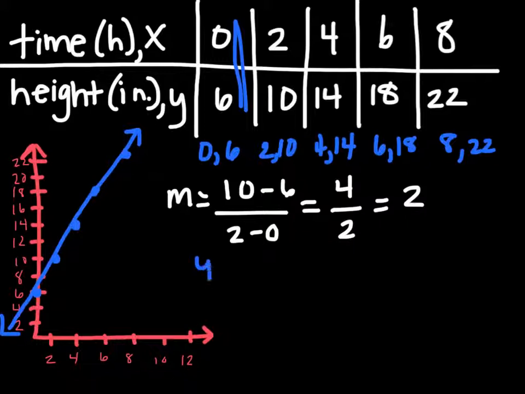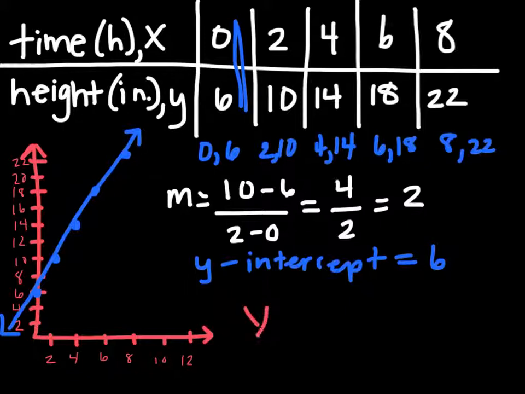So my y-intercept is equal to 6. So now let's write our equation in the form y equals mx plus b. And that equation will be y equals 2x plus 6. All right.